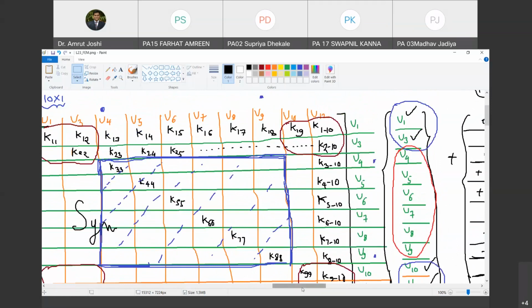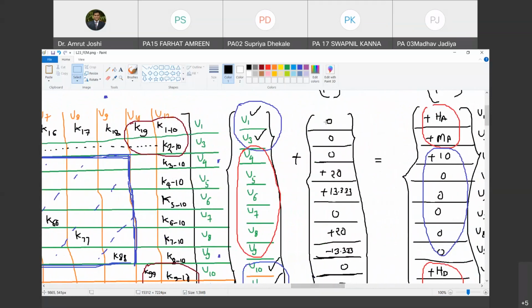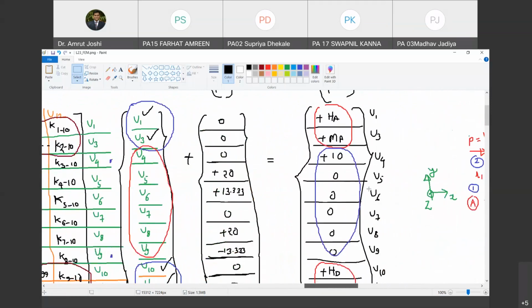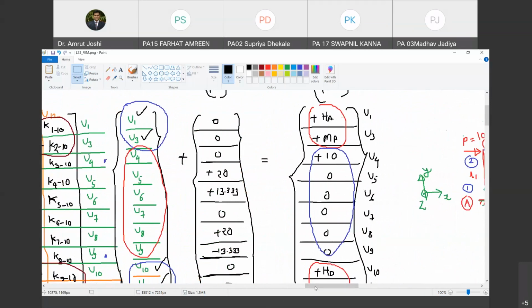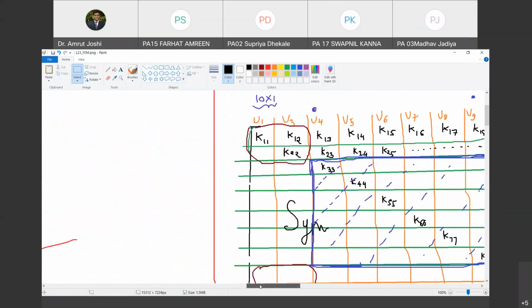This plus 0 is equal to plus HA. So therefore, we are in a position to find out the value of HA.